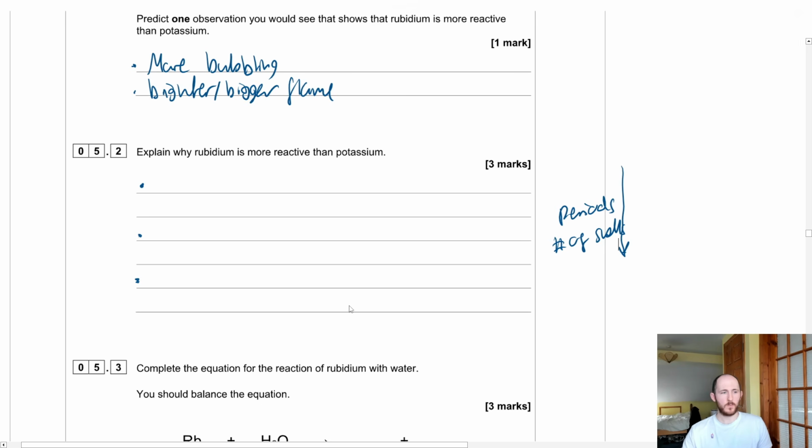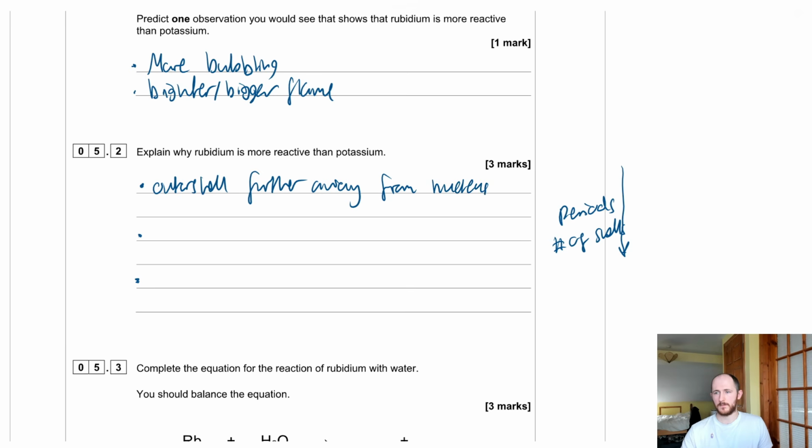And it's because of the shells. And why is that? Well, there's a few reasons. The first one is simply that the outer shell is further away from the nucleus. That's one thing. So because it's further away from the nucleus, which is positive, and the electron is negative, it has less of a hold on it. So it's further away, so there's less electrostatic force between the nucleus and the electron. So it's easier for it to rip away.